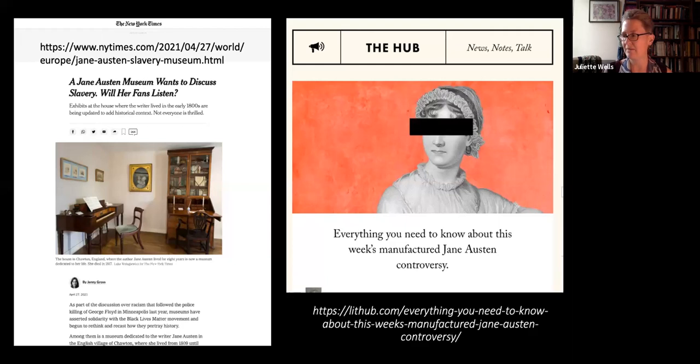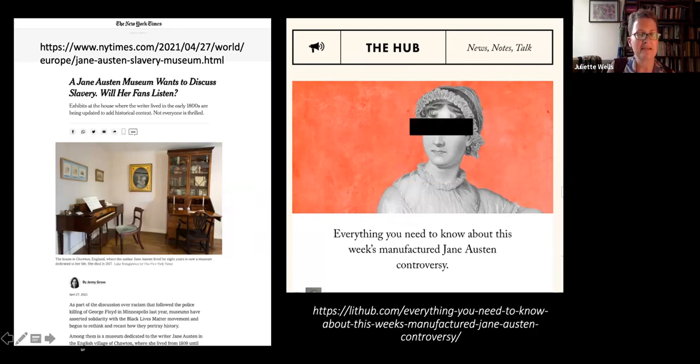And this blew up in the conservative press in the UK in particular. So here is the New York Times coverage on the left and LitHub doing a roundup of what you need and don't need to know about the manufactured Jane Austen controversy. And I have to say, the comments section on the New York Times article is a refresher. I found it a refresher, not just the choir to whom I feel I'm often preaching, but a reminder of those out there whose ideas are in a different place with respect to Jane Austen and her historical contexts.